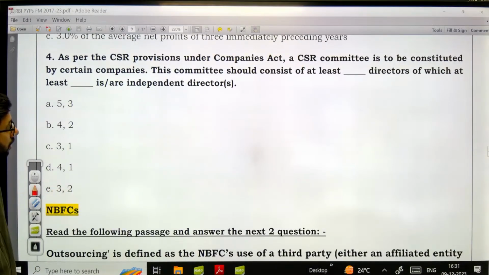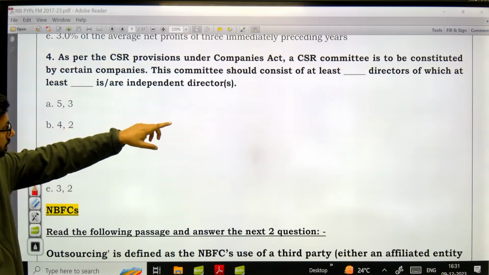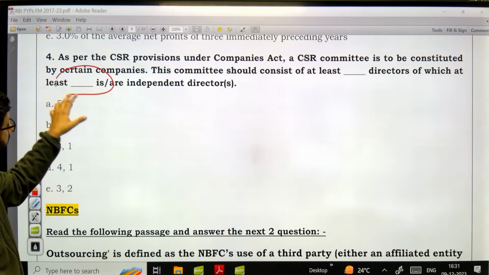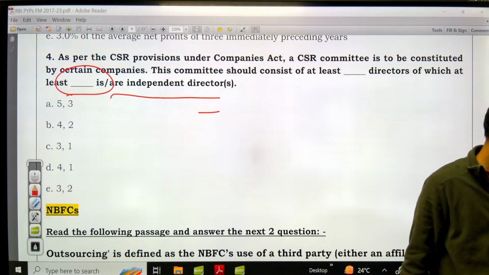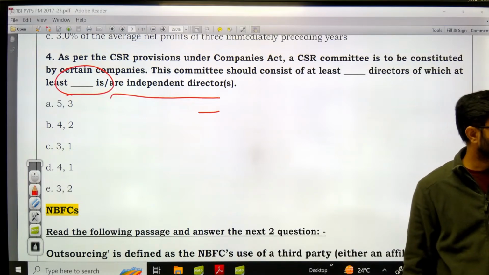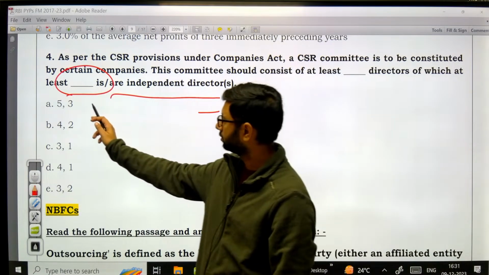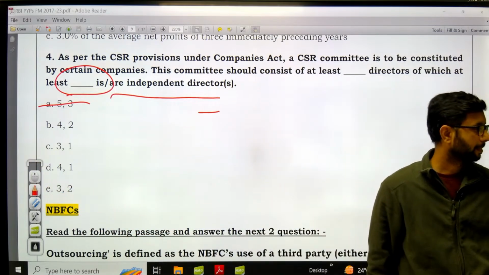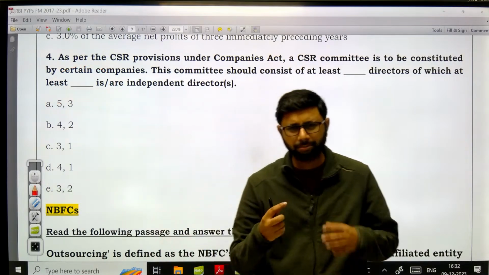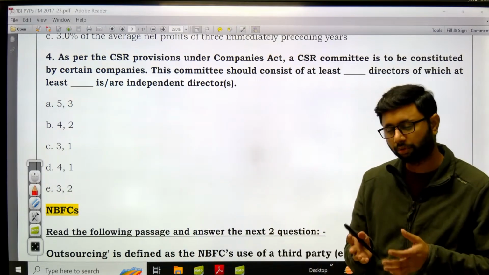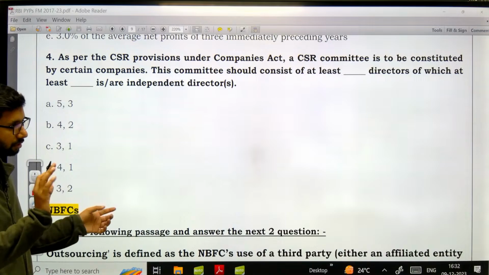As per the CSR provisions under Companies Act, a CSR committee has to be constituted by certain companies. It should consist of at least how many directors, of which at least how many should be independent directors? In CSR committee, number of directors and number of independent directors. So Joy says A. A is not the correct answer. Now let's try again. Yes, Tammy is correct, 3 and 1. Because the independent directors ratio with respect to their board directors is usually 1/3. So that you can take as a thumb rule, but not always, but a major thumb rule.